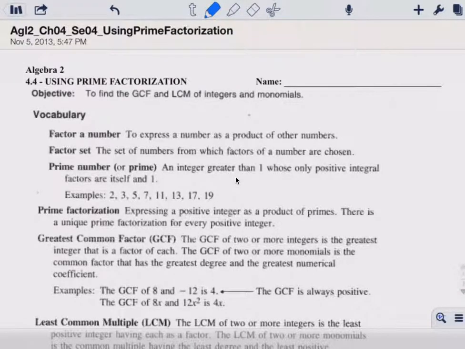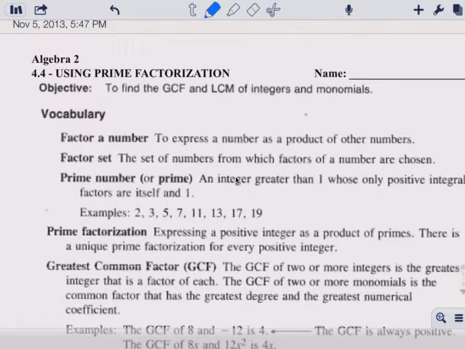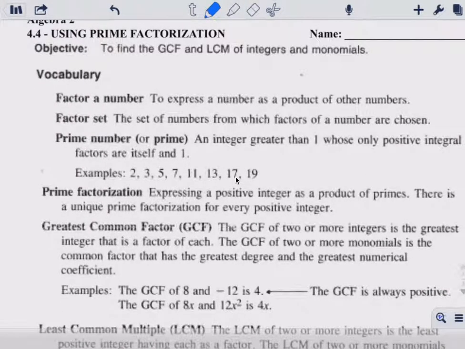Okay, this is your lesson for Chapter 4, Section 4. We're using prime factorization. Our objective is to find GCFs, or greatest common factors, and LCMs, or least common multiples, of integers and monomials. We have these defined here, GCFs down here, LCMs down here, so I'm not going to define them there. So, factor.